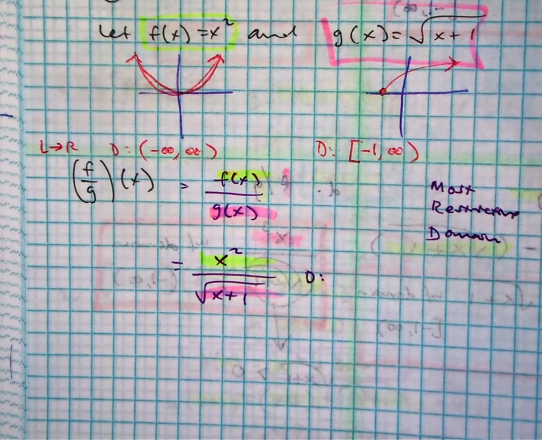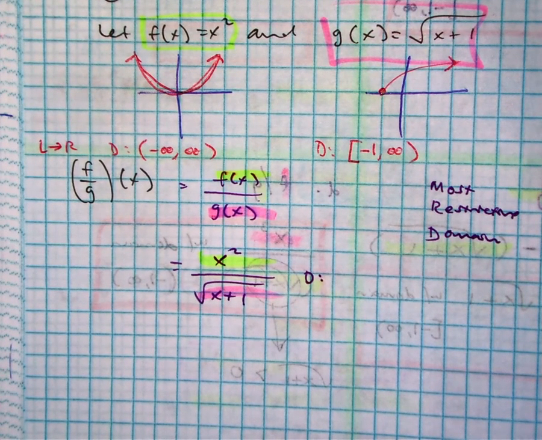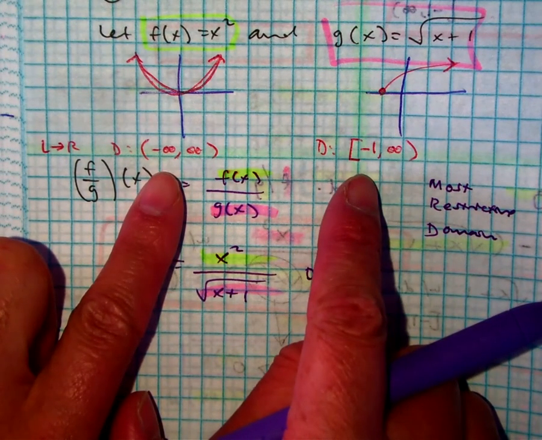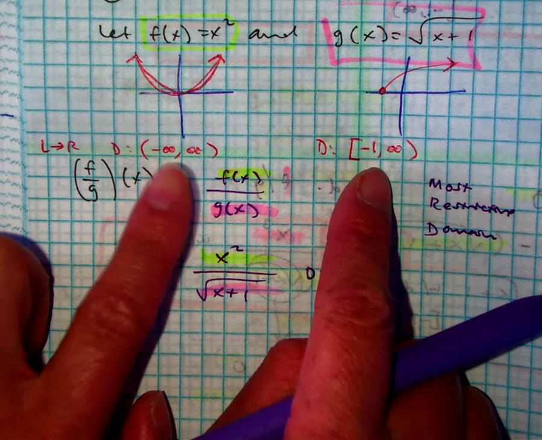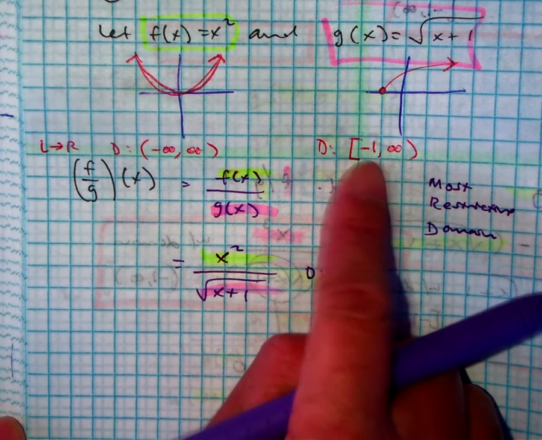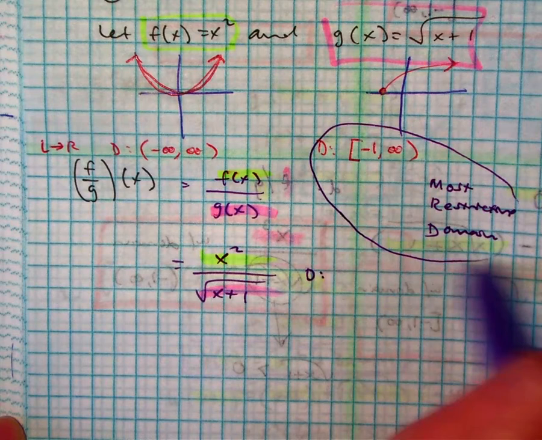Think of your parents. Think of your mom and dad. Or two guardians. Which one's more strict? Which one has more restrictions on you? The one on the right. This one says you can pick any number, all the negative numbers, all the positive numbers. This one says you can only pick a particular section. So this would be our most restrictive domain.